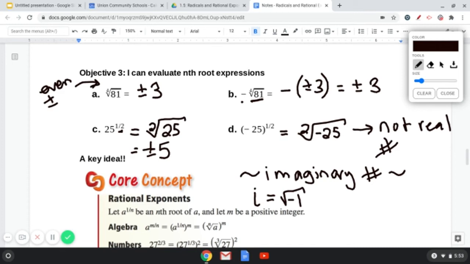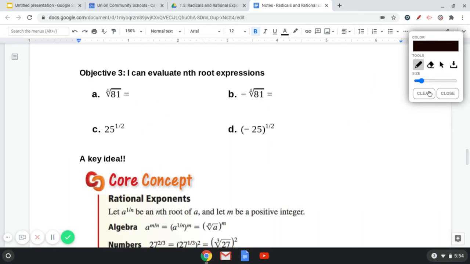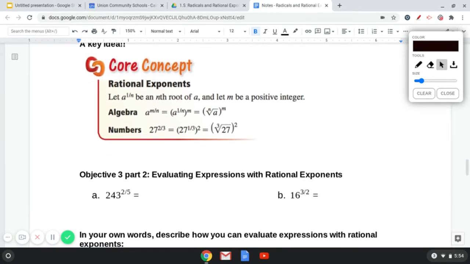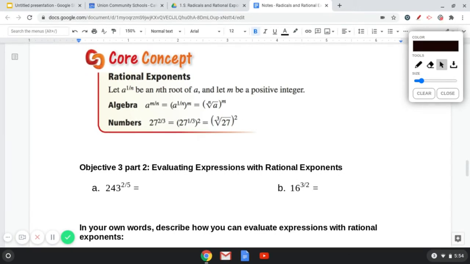I will not assess you on this. I just wanted to introduce this idea to you now as we're talking about square roots, because this is where the imaginary number shows up, the square root of negative 1. So this answer is actually 5 times i, which is not a real number. It is an imaginary number. So its root is 5i, and that's that. And that is it for this little objective 3, evaluating nth root expressions. You'll get lots more practice with that on Big Ideas and in class. All right.